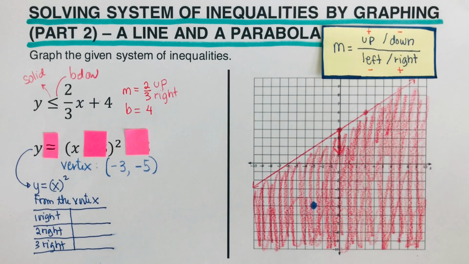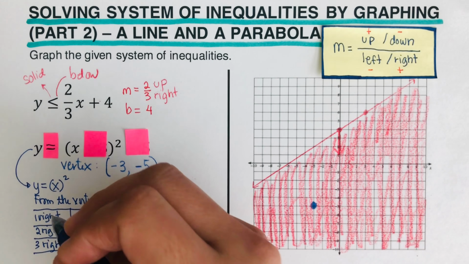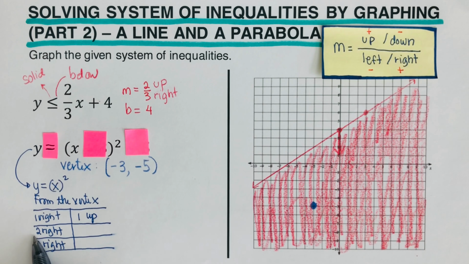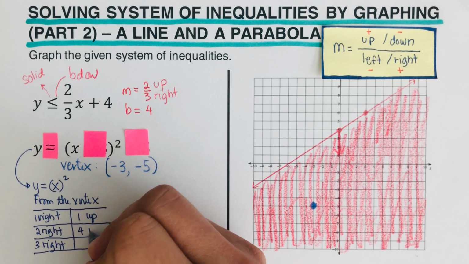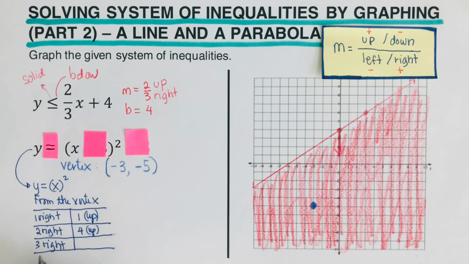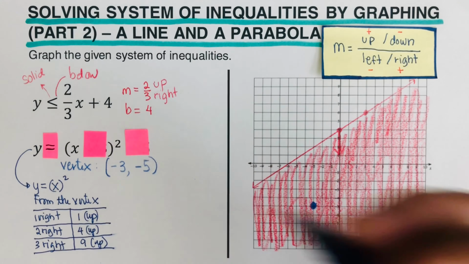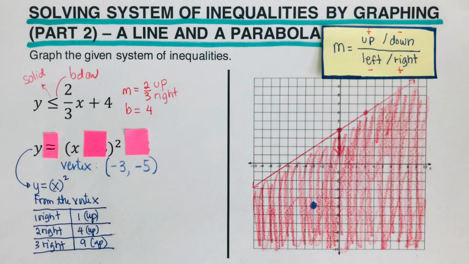Just like how we did in the previous video, we're going to plug this 1, 2, and 3 into the x. So 1 squared is just 1. Since it's positive, we go up. Then 2 squared would be 4, so we go up 4. And then 3 squared would be 9, so we go up 9.